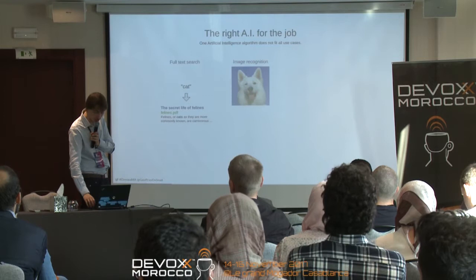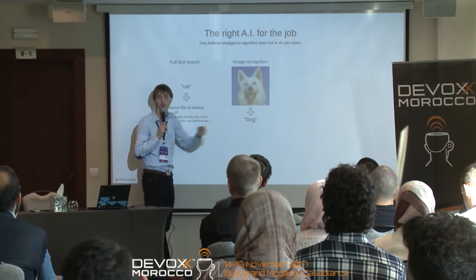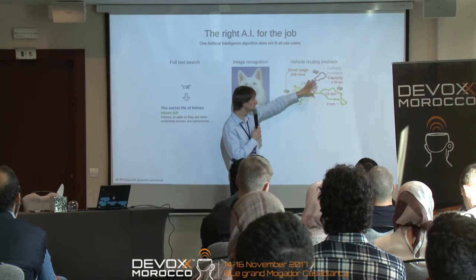Another use case you might have is, okay, I have an image here. I need to know what this is. Is this a cat? No, it's not a cat. It is a dog. So you want to get the word dog out of that. This is your input, this is your output, right? Another use case is the one I just showed, the vehicle routing problem. We have a case where we have a number of locations and a number of vehicles and a number of constraints.